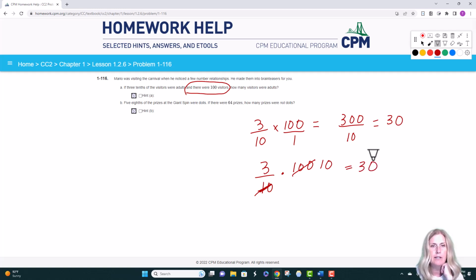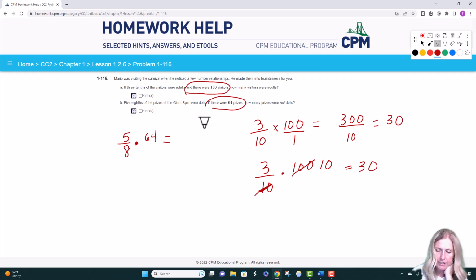Okay, let's try B. 5/8 of the prizes at the giant spin were dolls. If there were 64 prizes, it says 5/8 of the prizes. We know there were 64 prizes, so that's being multiplied times 64. And that will tell us how many were not dolls. I need to remember that. So remember, we have to go back and find the 3/8 would be the not dolls.